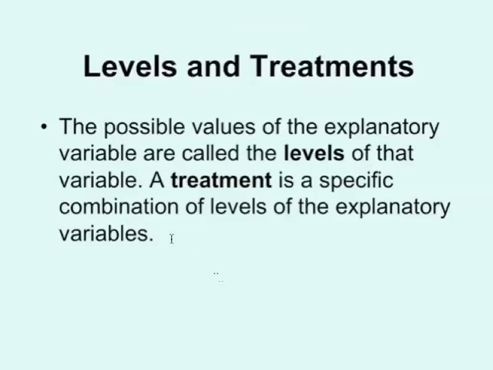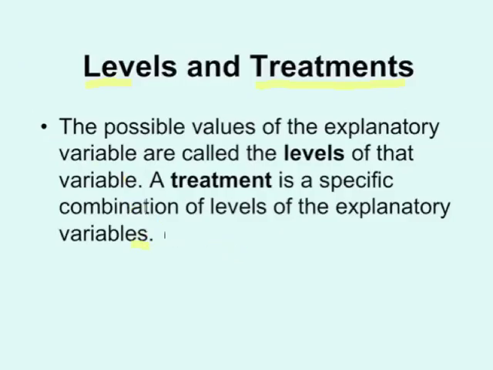So to start off with, let's take a look at these two definitions, what we mean by levels and what we mean by treatments, okay? So the possible values of the explanatory variable are called the levels of the variable. A treatment is a specific combination of levels of the explanatory variables. So notice big change here, explanatory variables. So it's possible at times to have more than one explanatory variable that we're working with. And you may have different categories among each of those explanatory variables.